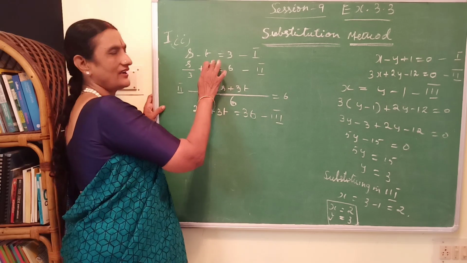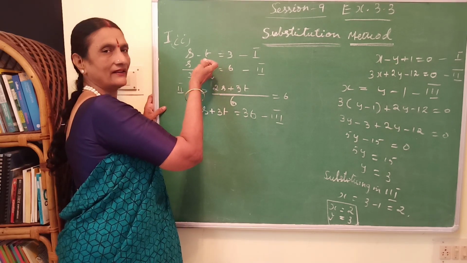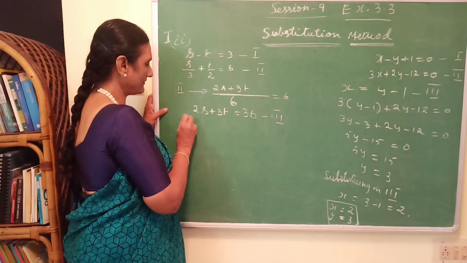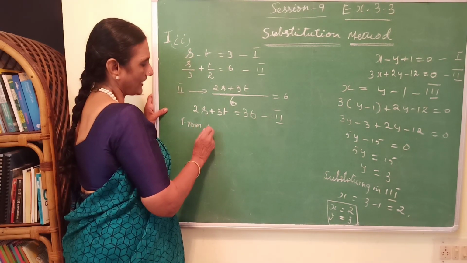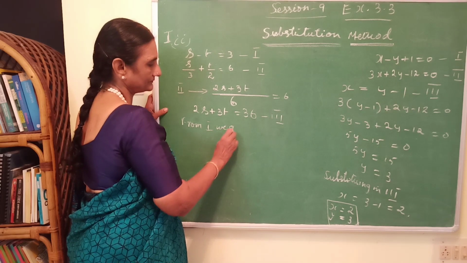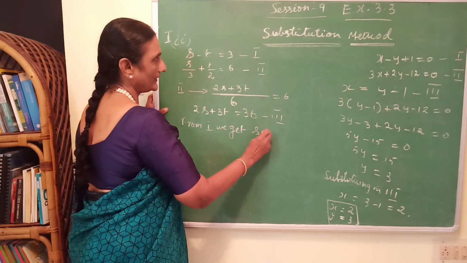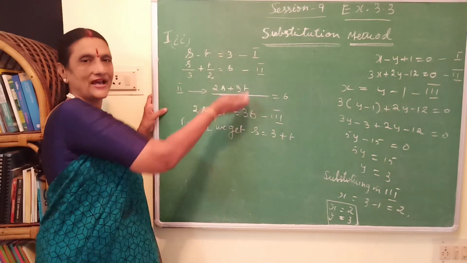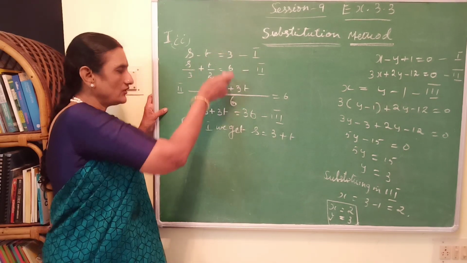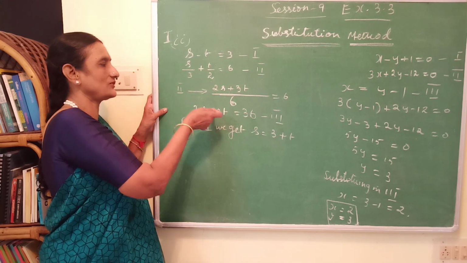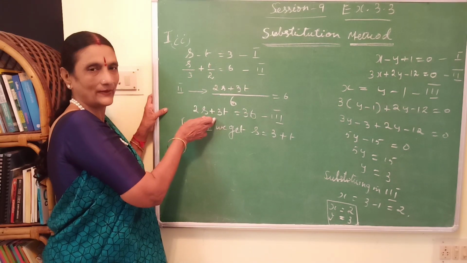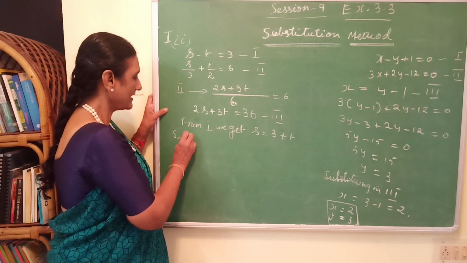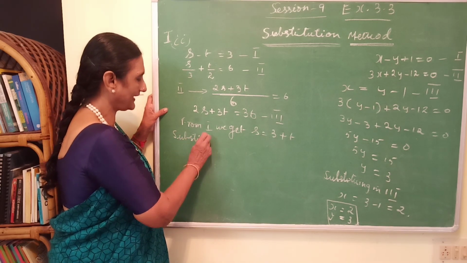Now from the first equation, we can get the value of s in terms of t. So from 1 we get s is equal to 3 plus t. Is that clear? t goes to the other side. Now this value of s is going to be substituted in this equation. So you have to write substituting in 3.